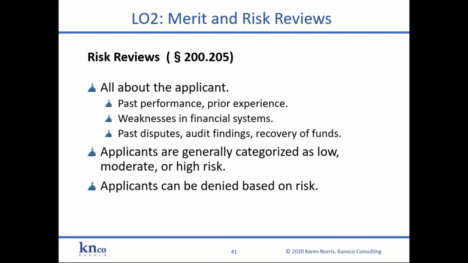Weaknesses in the financial system. Can your financial system keep track of the federal award money and keep it separated from your general funds? Are there any past disputes, audit findings, any recovery of funds that need to be reconciled before a new award can be given? So applicants are generally categorized as either low risk, moderate risk, or high risk. And of course, it's better to be low risk or moderate risk.